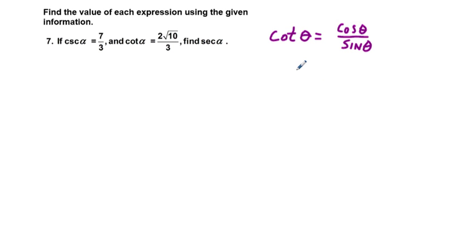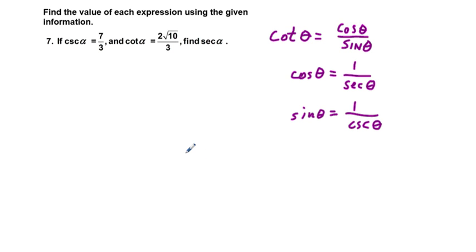And also, cosine theta equals 1 over secant theta, and sine theta is also equal to 1 over cosecant theta. So let's go ahead and apply these here.